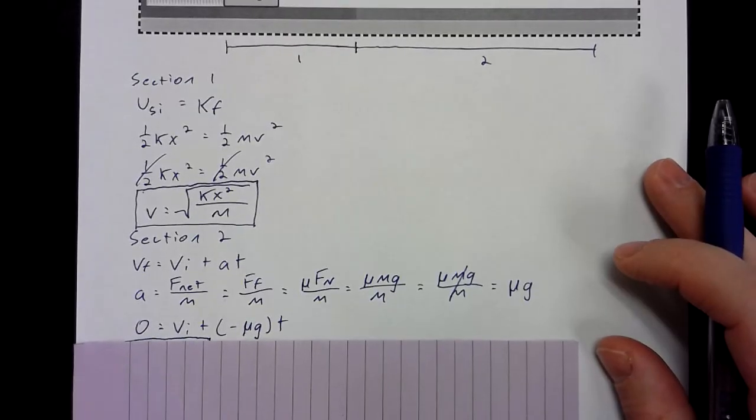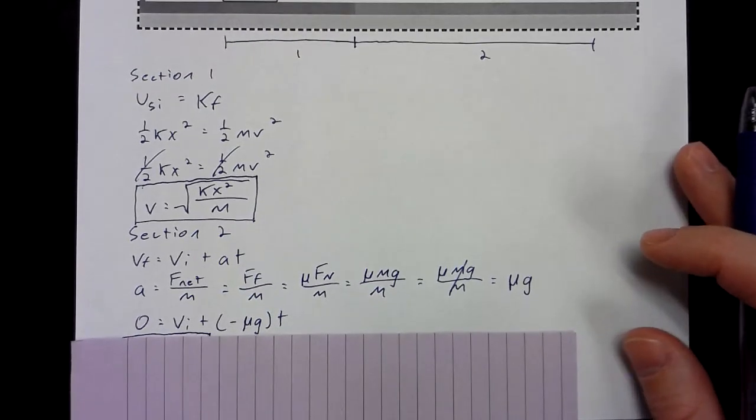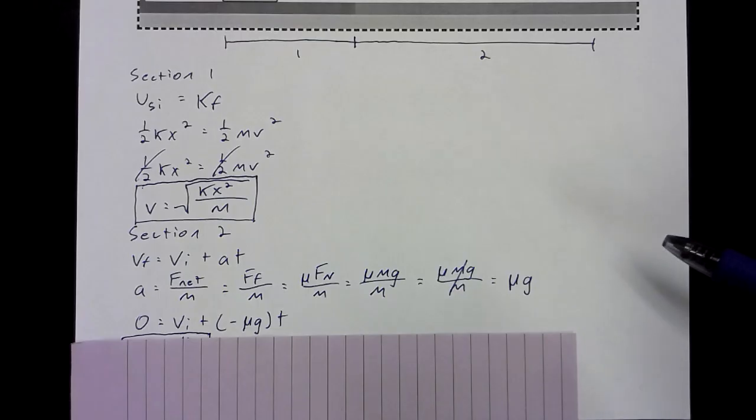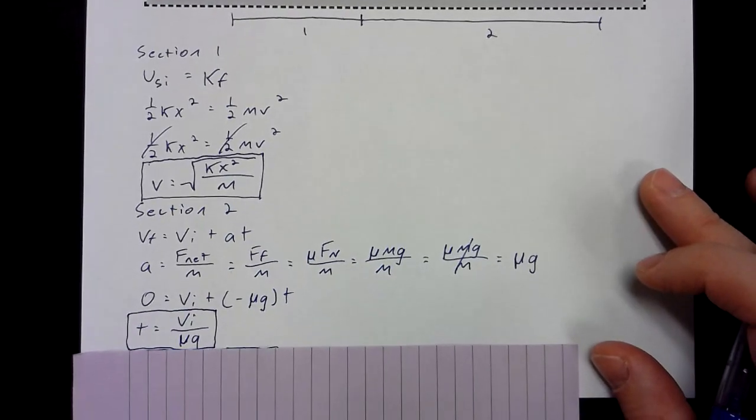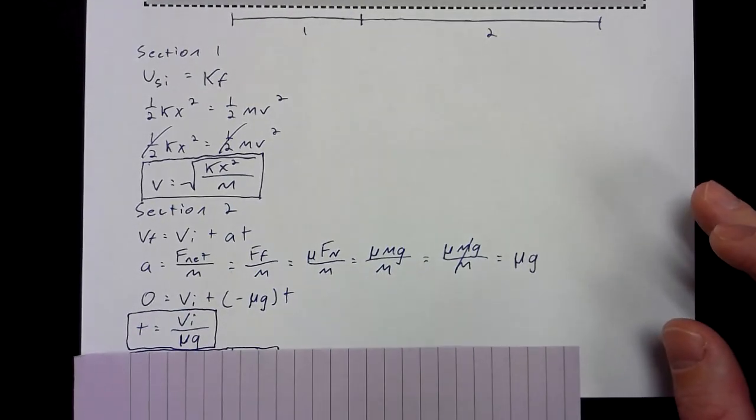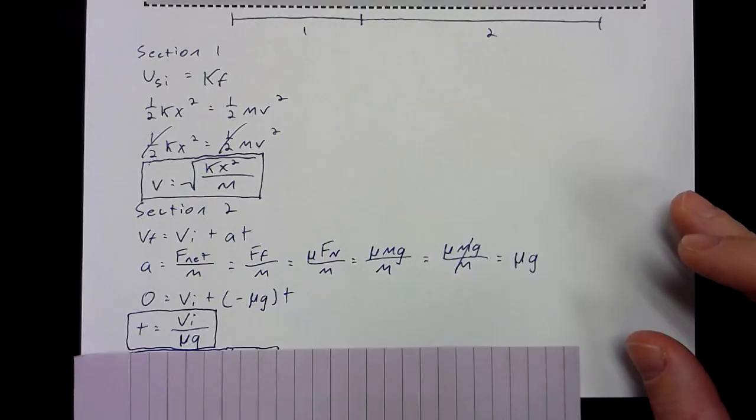Now remember, if the block is traveling right, the acceleration would have to be left. So when we go ahead and put it into that formula, notice that's why we have a minus mu times g. Then rearrange for the time, and that should be an expression for the time.